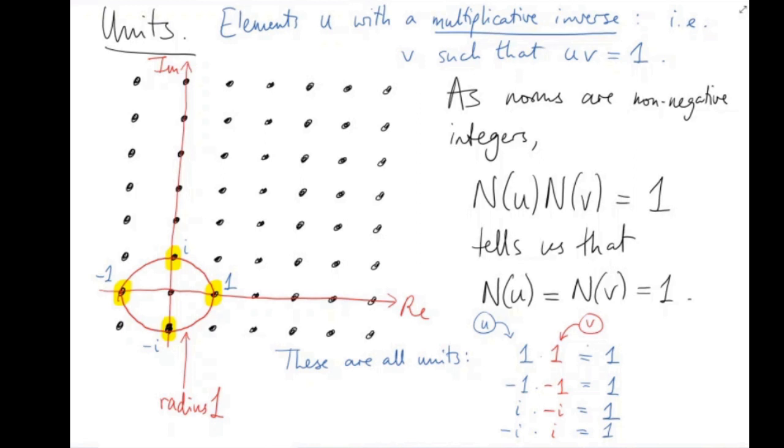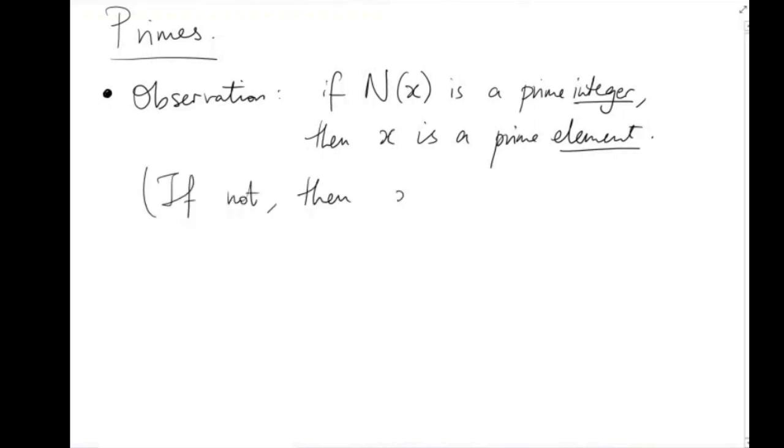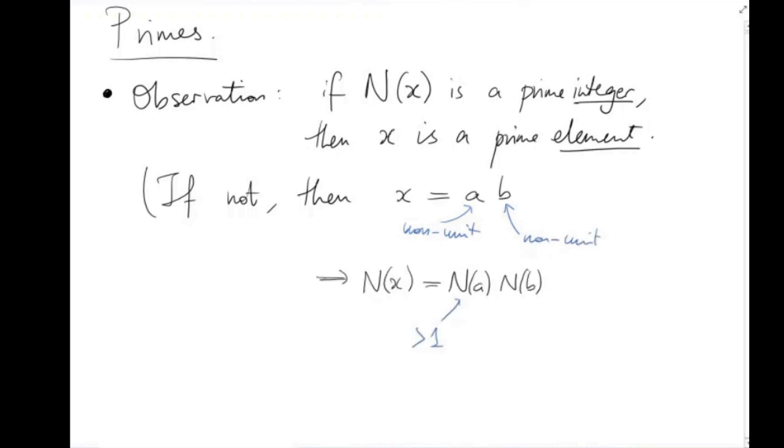So, what are the prime elements of this ring? Well, here's a simple observation. If the norm of x is a prime integer, then x is a prime element. After all, suppose it's not. Then x can be written as the product of two non-units, say x equals a times b. Then the norm of x is the norm of a times the norm of b, and that's the product of two integers which are both greater than 1.